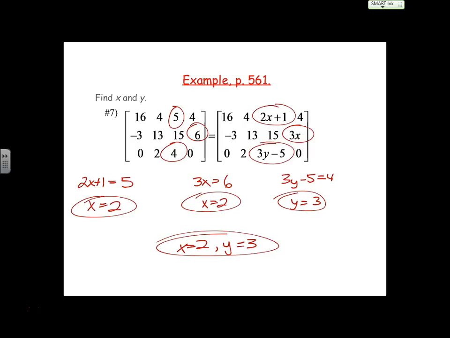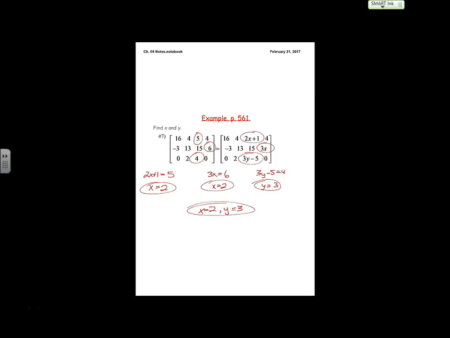So 2x plus 1 is in the 5 spot, 3x was in the 6 spot, 3y minus 5 is in the 4 spot. Alright, so that's not bad, right guys? Maybe 8.2, nothing to be scared of? What else is coming?